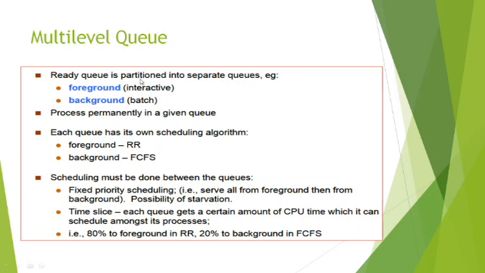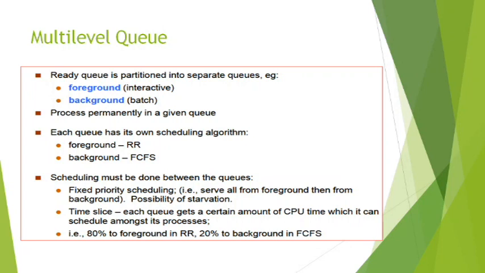Multi-level queue. The ready queue is partitioned into separate queues, like foreground and background. A process is permanently in a given queue. Each queue has its own scheduling algorithm, that is foreground round robin and background FCFS. Scheduling must be done between the queues. Fixed priority scheduling serves all the foreground and then the background.